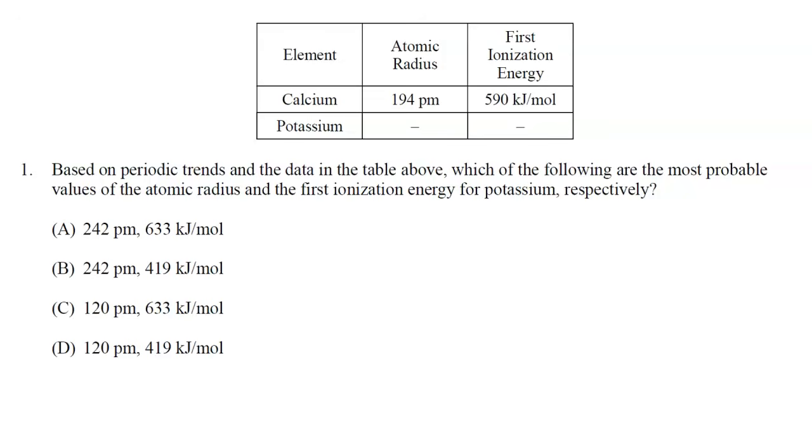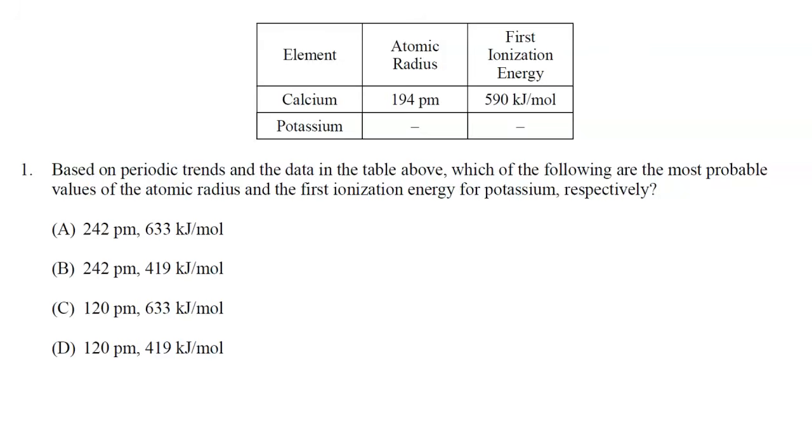So we are given a table in which the atomic radius of calcium is given as 194 picometers, and the first ionization energy for calcium is 590 kilojoules per mole. So we have to decide if the atomic radius for potassium is larger or smaller than 194 picometers, and if the first ionization energy for potassium is less than or greater than 590 kilojoules per mole.